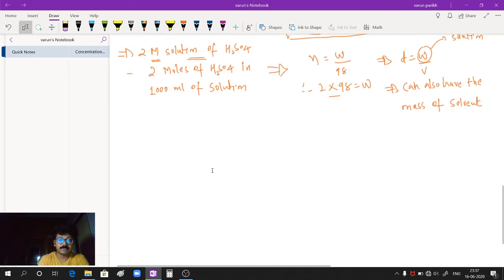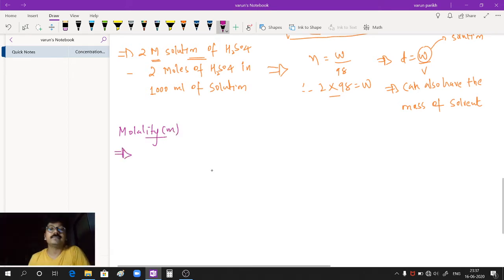Okay, so here we are ending with molarity. Next, go for the molality of solution. What is molality? It is represented by small m. This is the only unit where the denominator is not of solution, but of solvent. This is the only one out of these 8 or 9 units that is not per solution.